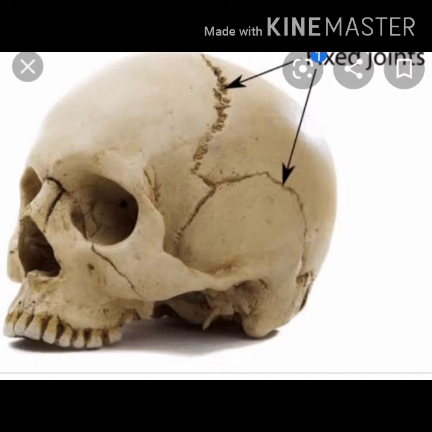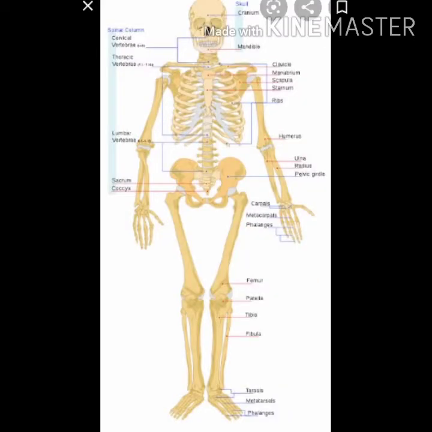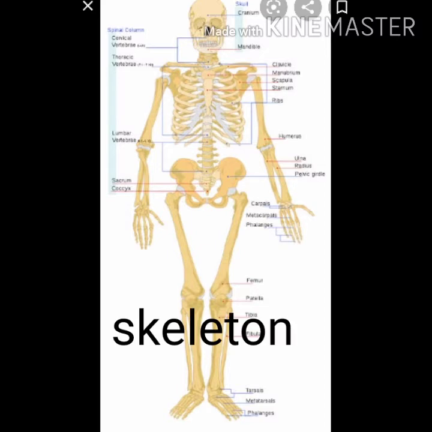Okay. And also we can see in our skull, a number of joints are there. All the skull bones, all the skull joints are not able to move. These are the examples for fixed joints. So these joints and also these bones give one shape, or one framework, to our body. This framework of our body is called a skeleton.